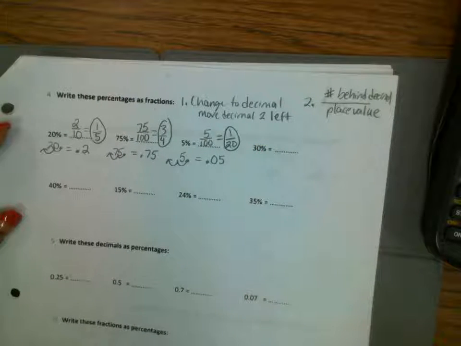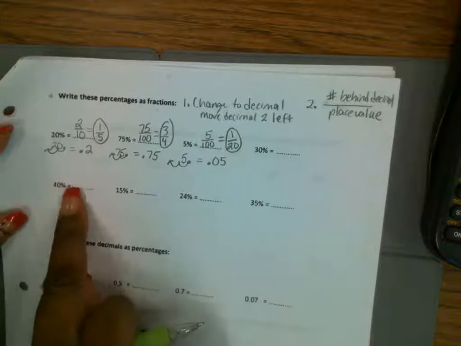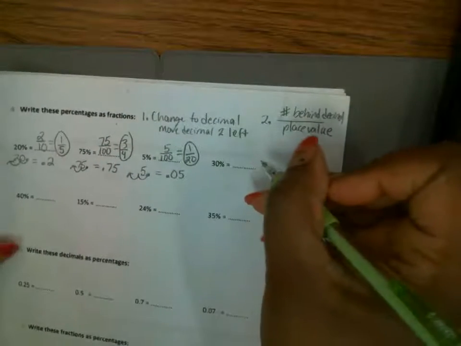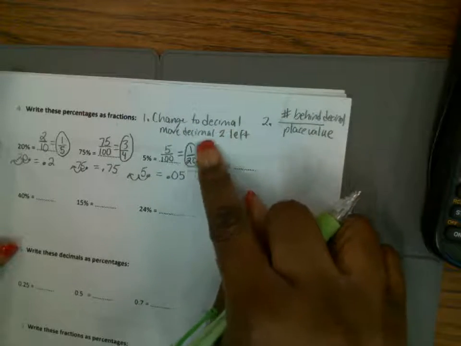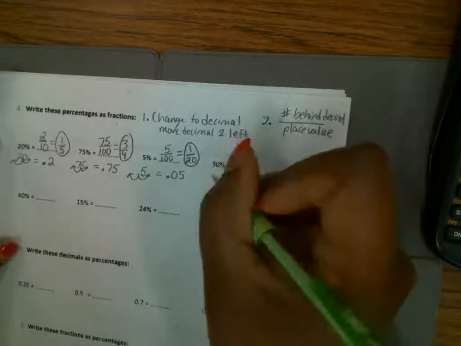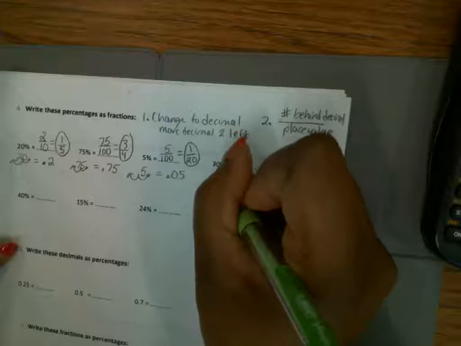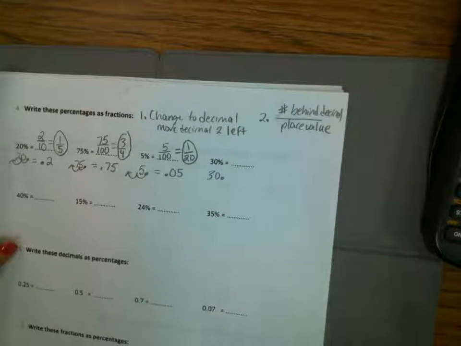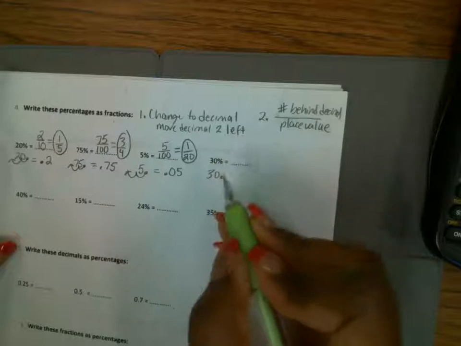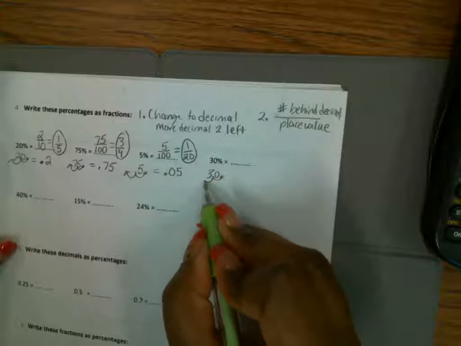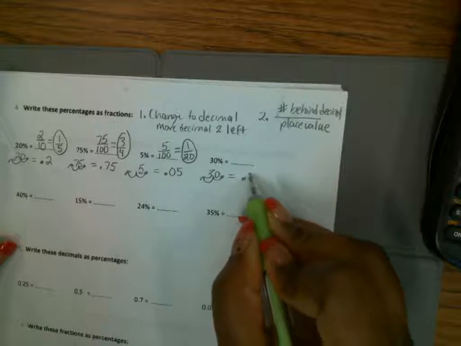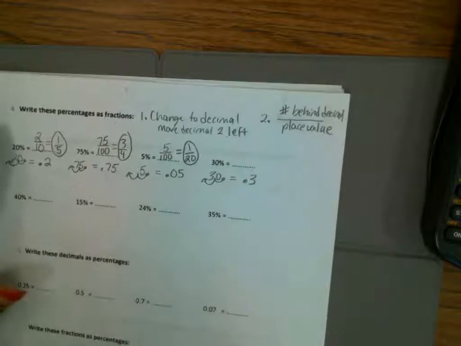30%. Do this one. And then you're going to do these on your own, okay? So we do the same thing again. We change it to a decimal by moving the decimal 2 spaces to the left. If you don't see the decimal, it's automatically behind the last number. So now you're going to move it 2 places to the left. That's 1, 2. So what you have is 0.30 or 0.3. Okay?